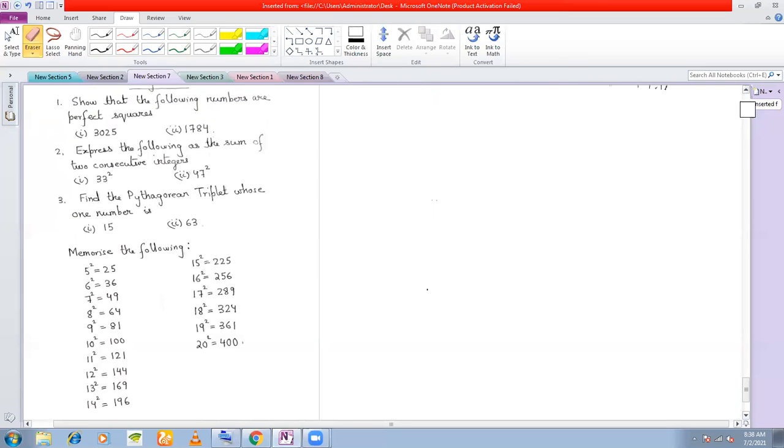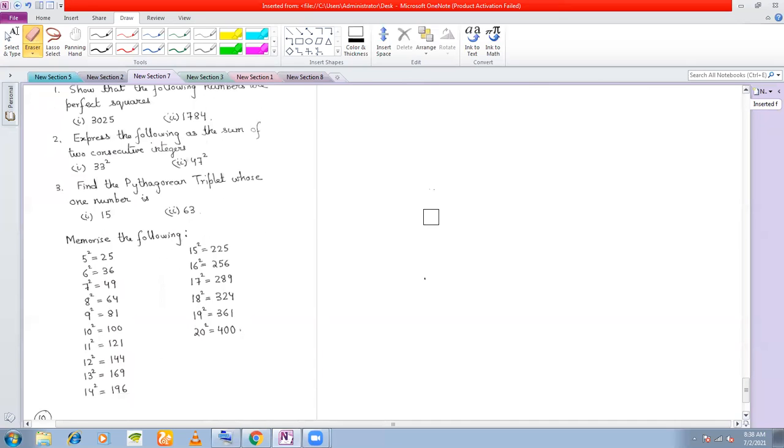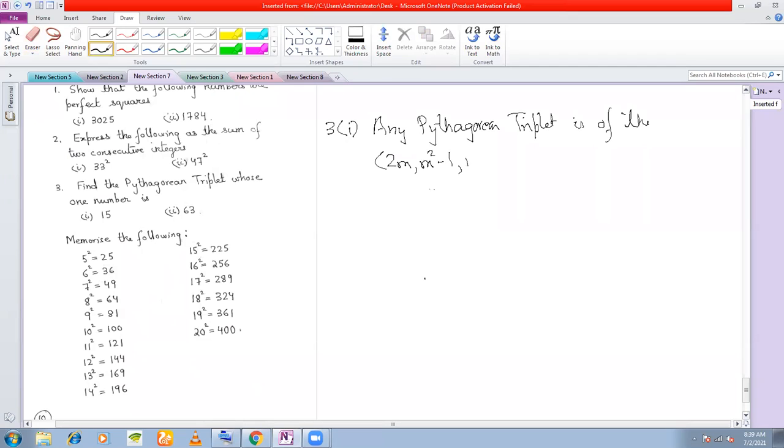Find a Pythagorean triplet whose one number is 15. Any Pythagorean triplet is of the form 2m, m squared minus 1, m squared plus 1, right? Whose one number is 15. That means either this can be 15 or this can be 15 or this can be 15. That means I will get three cases. So let's consider three cases.